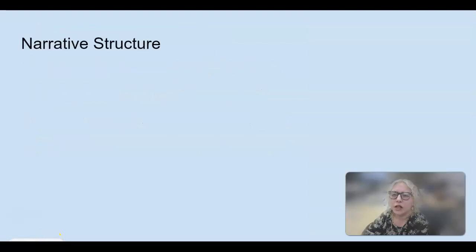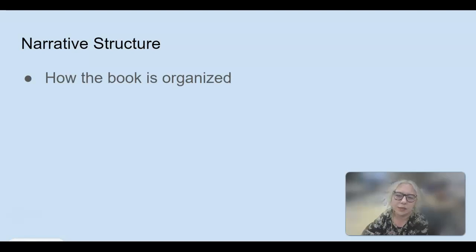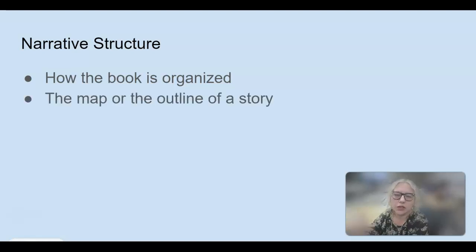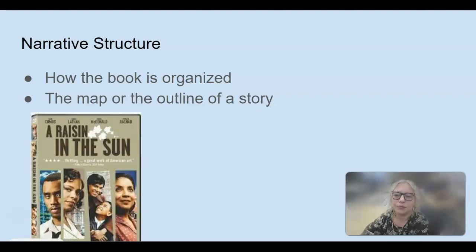First of all, what is narrative structure? Narrative structure is simply how the book is organized, how the story is told. Another way to think of it is the map or the outline of the story, what happens first, what happens next, and how everything works together.